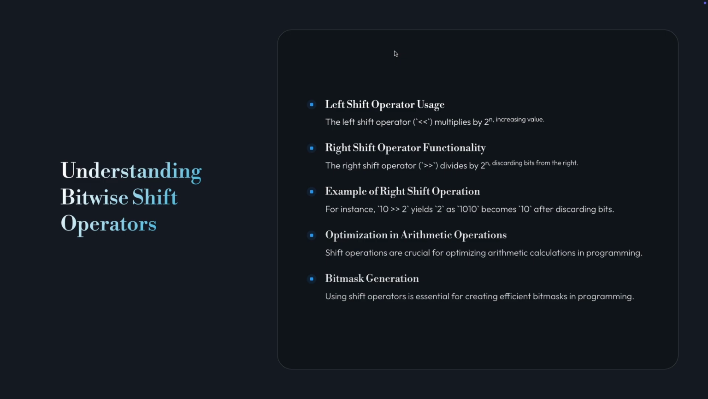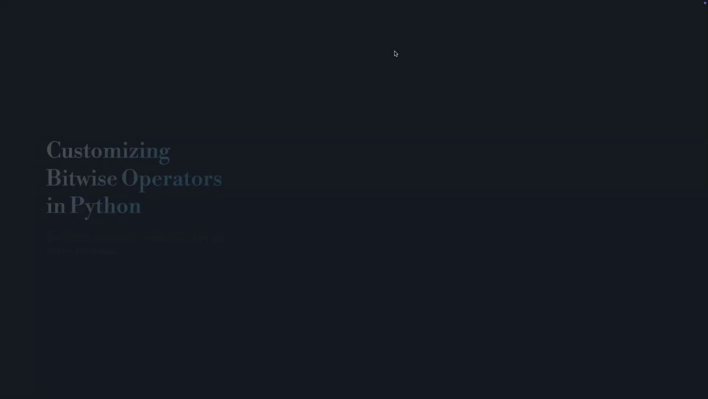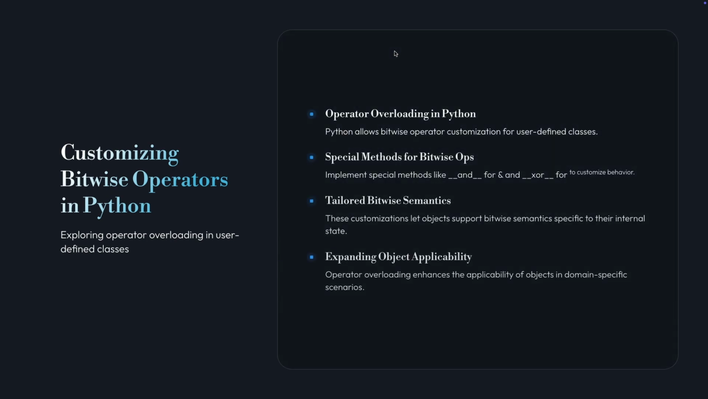And here's a more advanced point. Python actually lets you customize how these bitwise operators behave for your own custom objects. Operator overloading, right. Exactly. The analysis mentions that within your custom classes, you can define special methods, things like __and__, __or__, __xor__. And those correspond to AND, OR and XOR. Precisely. So you could define exactly what happens when you use those operators with instances of your class.